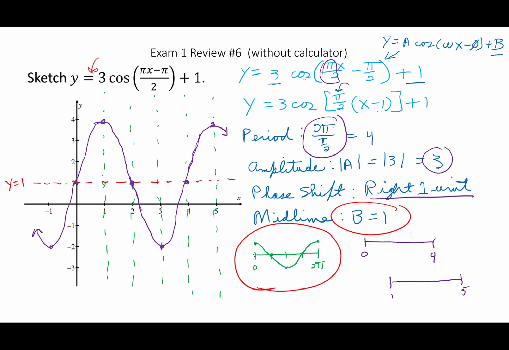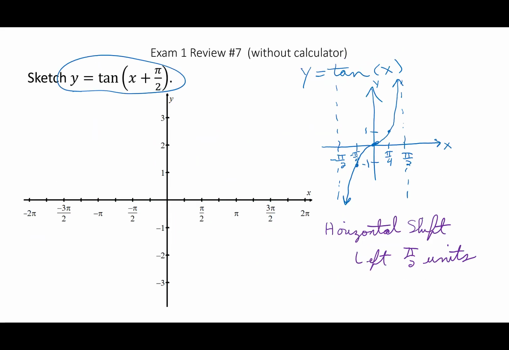Where the period is quite different is with the tangent and cotangent function. For both those functions, we only have a period of pi. So if there's any adjustment to the period, we're going to divide pi by the coefficient on the x, rather than dividing 2 pi by the coefficient on the x.